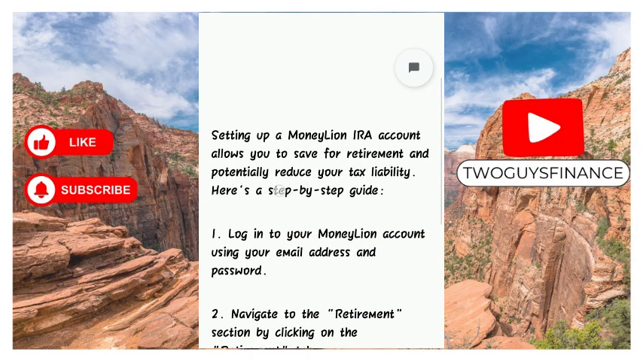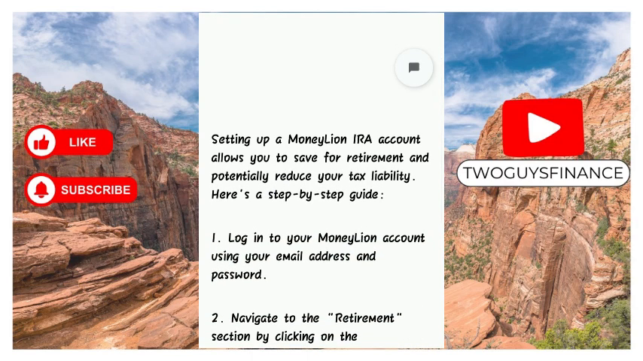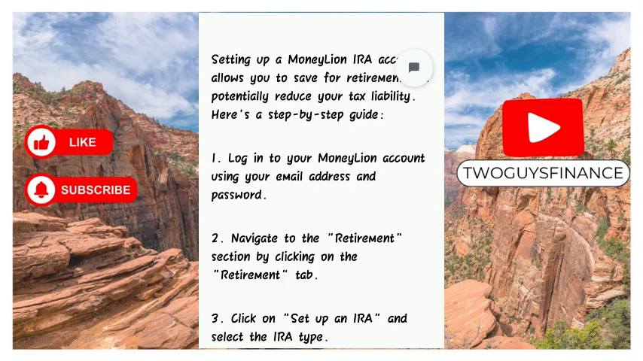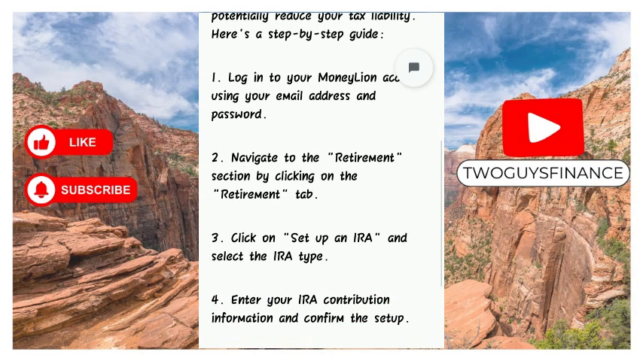First thing you want to do is to log into your Moneylion account using your email address and your password. Next, you want to navigate to the retirement section by clicking on the retirement tab. Next, you want to click on set up an IRA, and then you can select the IRA type from the options available. Next, you want to enter your IRA contribution information and then confirm the setup.